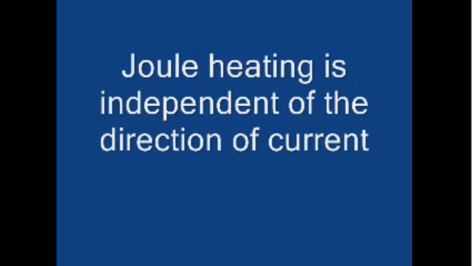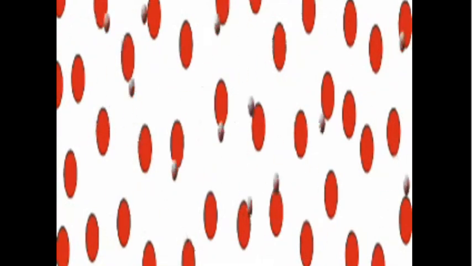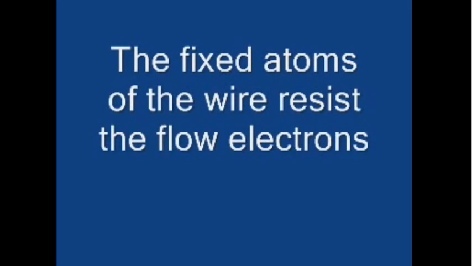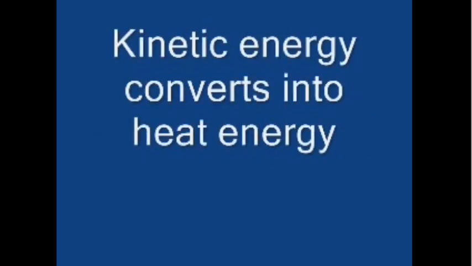Joule's heating is independent of the direction of current. If we look at the phenomenon from the atomic level, we can see the flow of electric current is nothing but flow of electrons. Hence, there will always be resistance from the fixed atoms of the wire. The fixed atoms of the wire resist the flow of electrons, and as a result there are collisions. And as the kinetic energy converts into heat energy, we see the wire is getting hot.